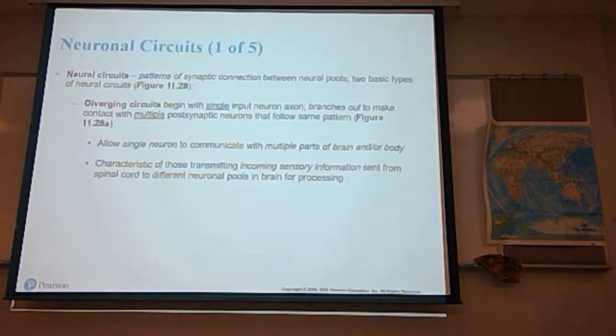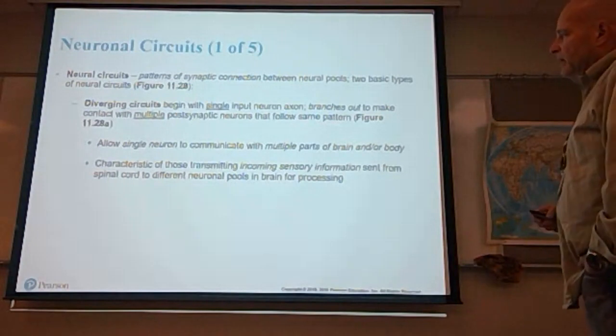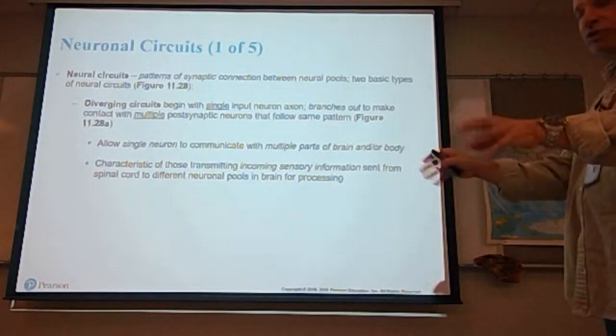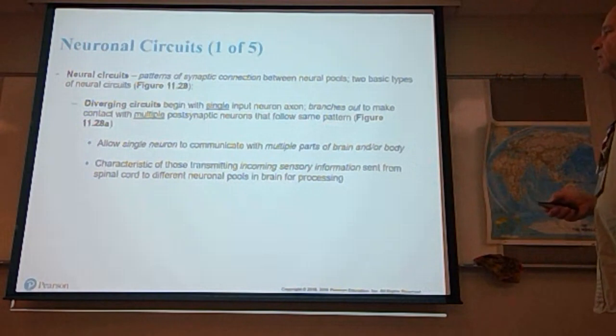Neural circuits are patterns of synaptic connections between neural pools. You have two basic types. You have diverging circuits, where a single input branches out to make contact with multiple postsynaptic neurons that follow the same pattern. Again, diverging, they diverge. They allow a single neuron to communicate with multiple parts of the brain and/or the body.